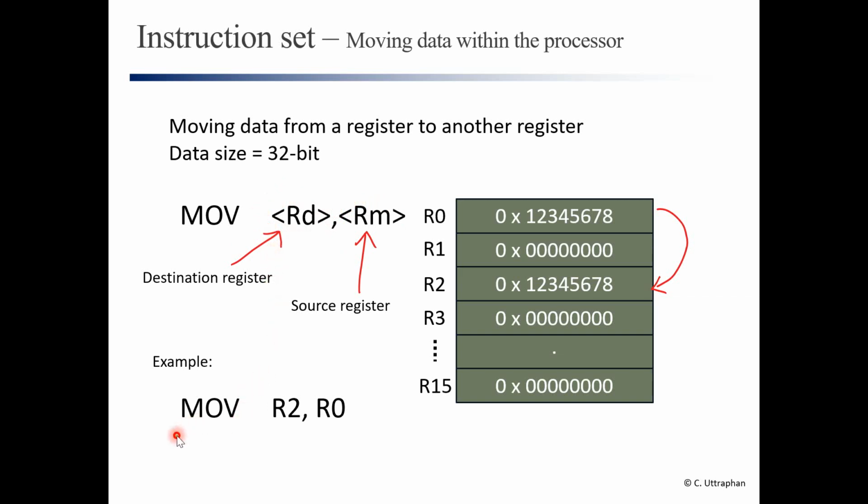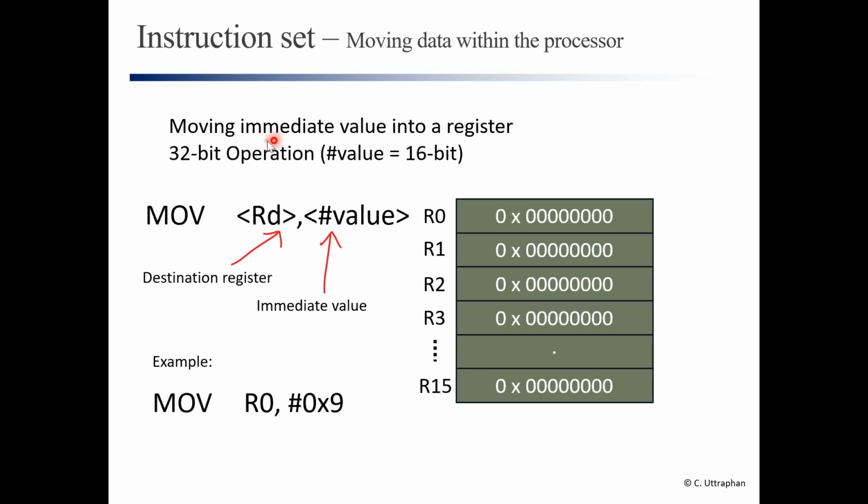Given the instruction as MOV R2, R0, it means move data from register R0 to R2. And the size of the operation is 32-bit, or word size. Let the initial content of R0 be 1, 2, 3, 4, 5, 6, 7, 8 in hexadecimal format, and the initial content of R2 be 0. After the microprocessor executes the instruction, the content of R0 is copied, or in computer terms, moved, to register R2. Like this.